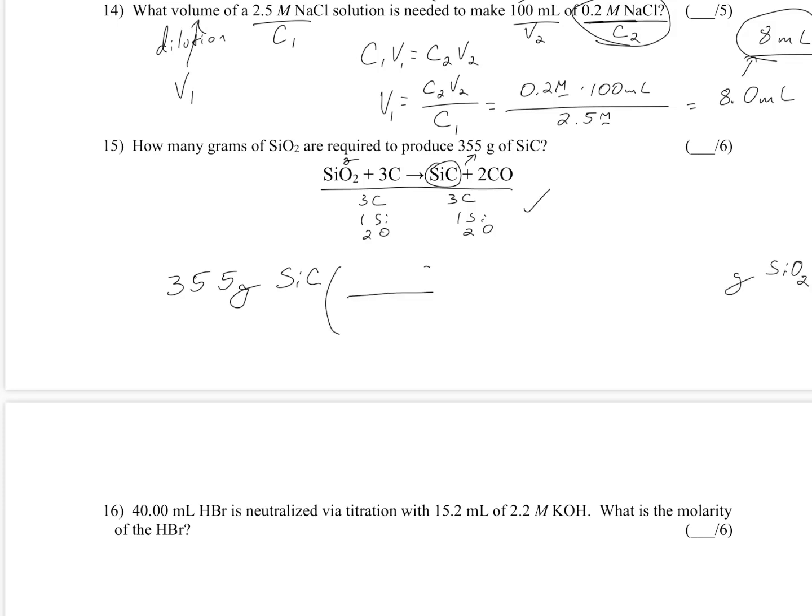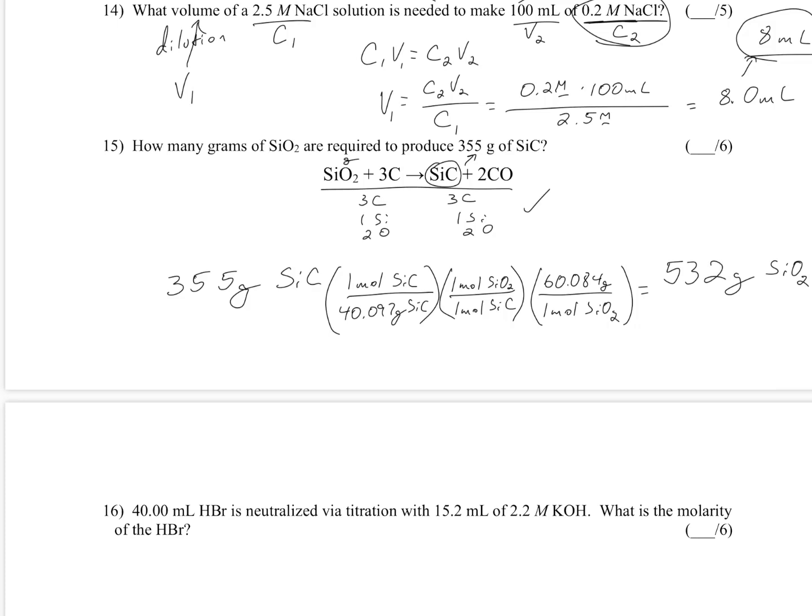Well, we can't go there in one step. What we have to do is we need to convert to moles. So we take this, use its molar mass to find moles of SiC, then use our balanced chemical equation to say 1 mole SiC equals 1 mole SiO2, and then use the molar mass of SiO2, which is 60.084 grams. And from that, I get 532 grams of SiO2.